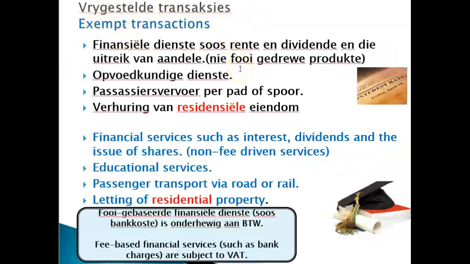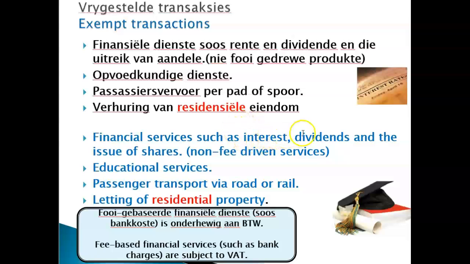Examples of exempt transactions. Now, non-fee driven services are exempt from VAT. Now, what is that? That basically, non-fee driven services is interest income.